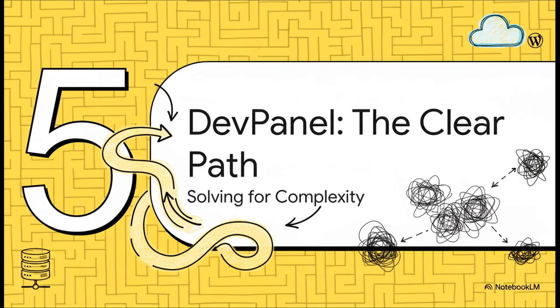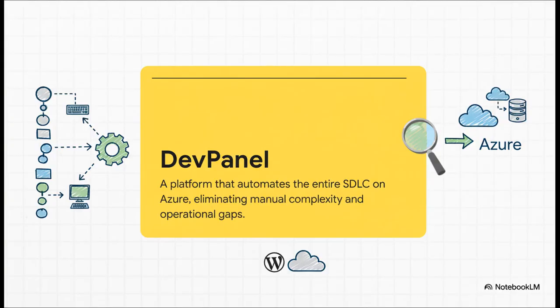Let's talk about a solution that was designed from day one to solve these exact problems we've been talking about. Let's talk about DevPanel. So what exactly is it? The simplest way to think about it is this. DevPanel is a control panel that sits right on top of your Azure account, and its entire reason for existing is to automate the complete software development lifecycle for WordPress. You know, from the moment a developer writes a line of code all the way to deployment. It's built to eliminate all that manual work we just spent so much time on.